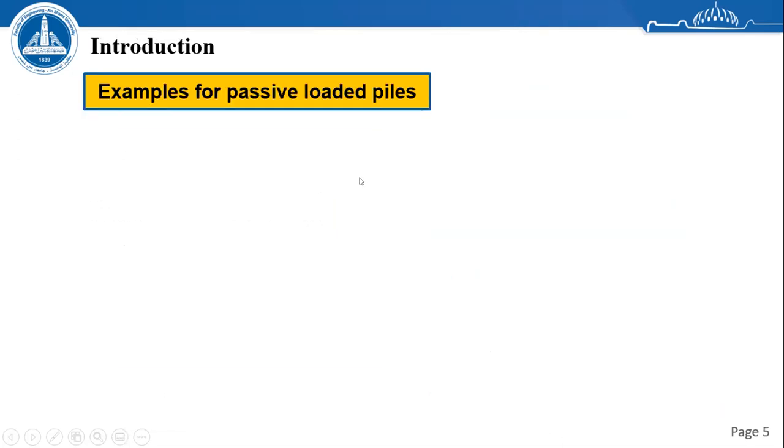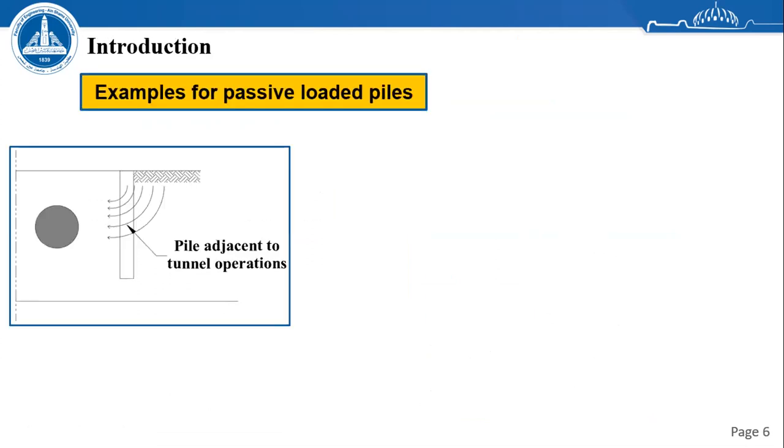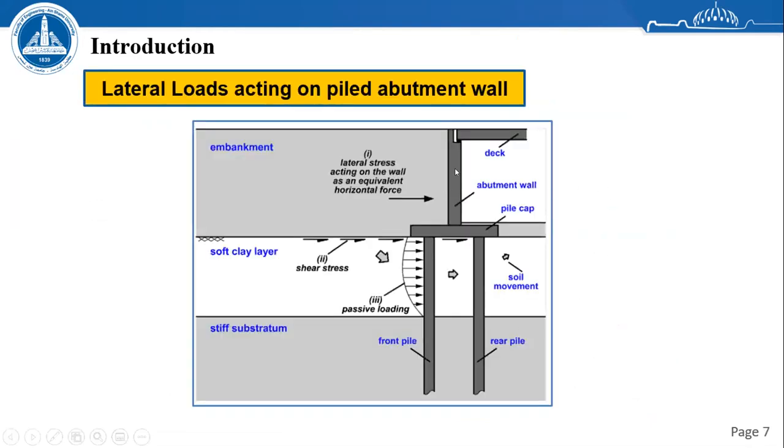Examples of passive loaded piles: piles adjacent to embankments, piles adjacent to excavation, piles adjacent to tunnel operations, piles adjacent to pile driving, or piles used for slope stabilization. Also, if we have a bridge abutment or an abutment wall supported on a pile cap, supported on piles, front piles and rear piles, the existence of the embankment behind the abutment wall and above a soft clay layer causes a lateral stress acting on the wall and a shear stress at the interface between the embankment and the soft layer. The embankment causes vertical stresses on the soft layer, which will cause a lateral squeeze and a passive loading on the pile rows.